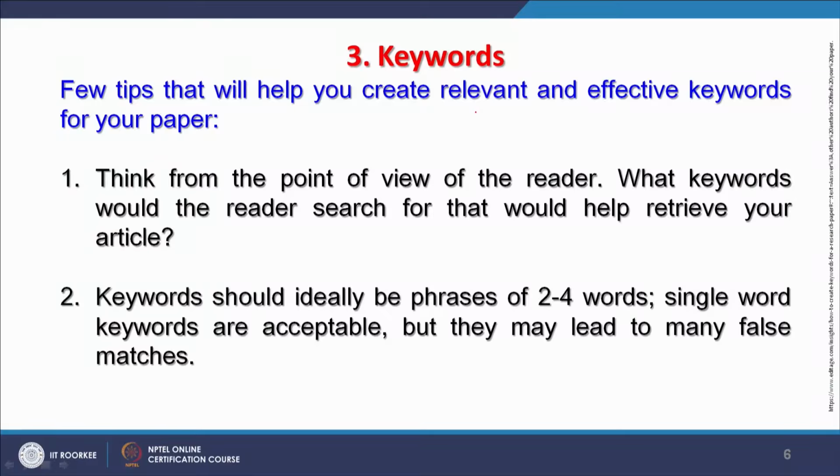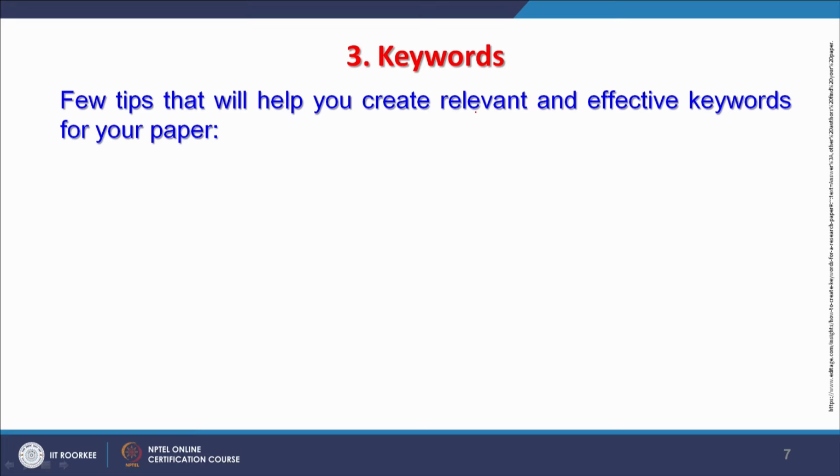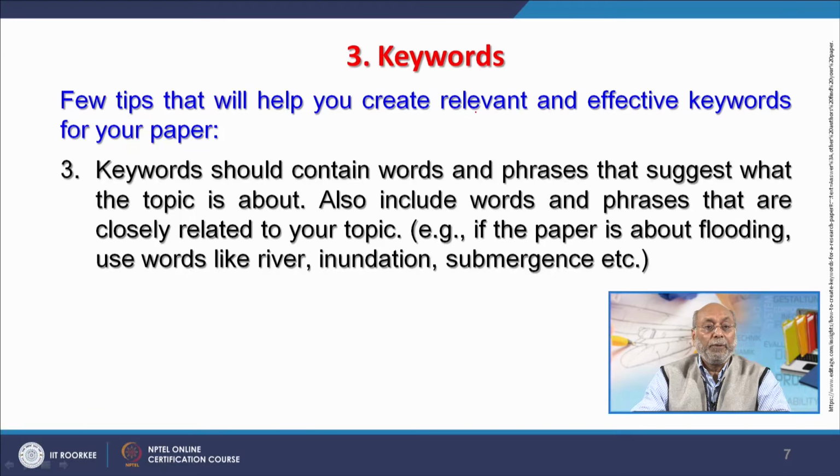Keywords should ideally be phrased to 2-3 words. Single word keywords are acceptable, but they may lead to many false matches. For example, remote sensing: remote also has a different meaning. So, a combination of 2 words can also be chosen as keyword. Further, to create effective keywords for your paper, keywords should contain words and phrases that suggest what the topic is about. Also include words and phrases that are closely relevant to your topic or the paper. For example, if a work is on flooding, use words like river, inundation, submergence, and of course flooding.